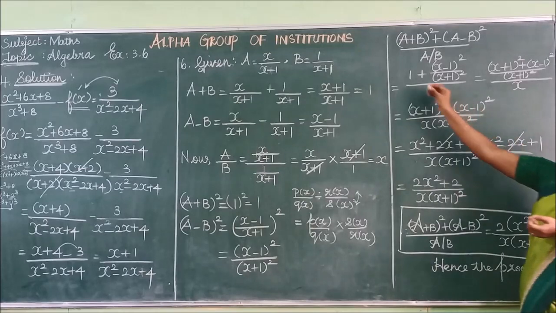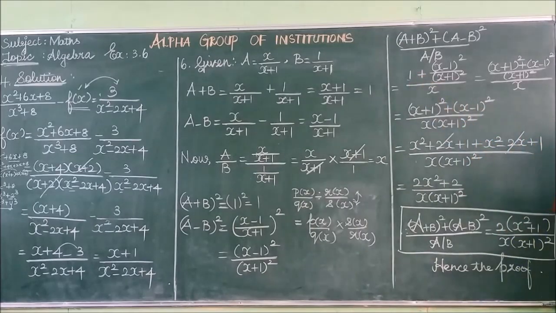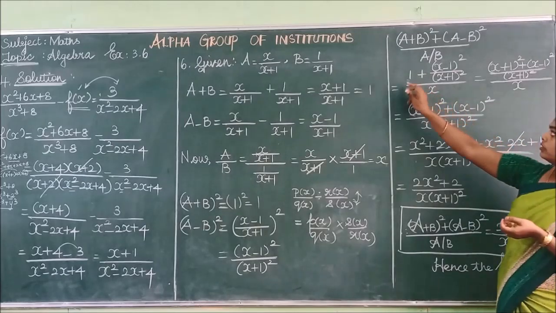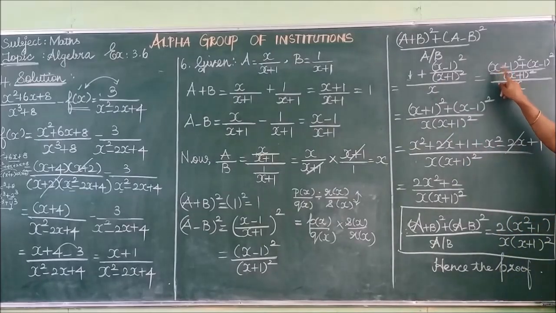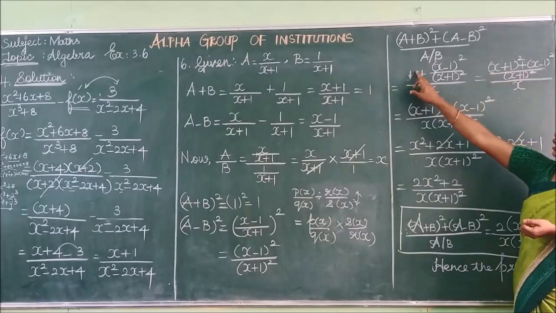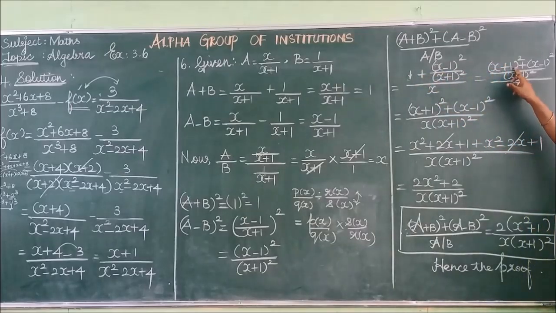Then this one. In this term there is no denominator, so here only the denominator value is (x plus 1) whole square. If you want an equivalent fraction for both, you have to multiply both numerator and denominator by (x plus 1) whole square, so (x plus 1) whole square divided by (x plus 1) whole square. So both denominators will be the same, and you can take the denominator (x plus 1) whole square as common. In our term, 1 into (x plus 1) whole square is (x plus 1) whole square, plus here (x minus 1) whole square.